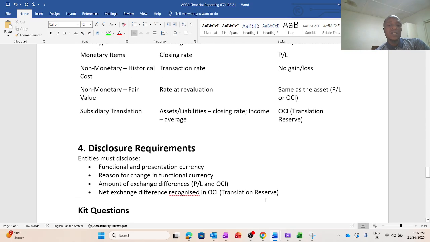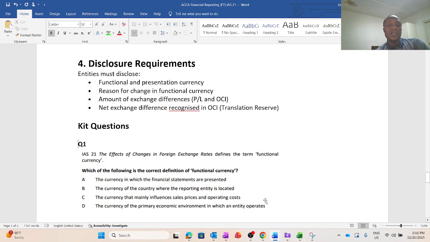So finally, we are going to look at the disclosure requirements. The entity must disclose. According to IAS 1, the presentation of financial statements, it is required to disclose relevant information in the financial statements. So it is very important that we understand the disclosure requirements. Functional and presentation currency, we need to disclose clearly in the notes to accounts, that the functional currency is dollar and the presentation currency is, for example, dollar and dollar, whichever.